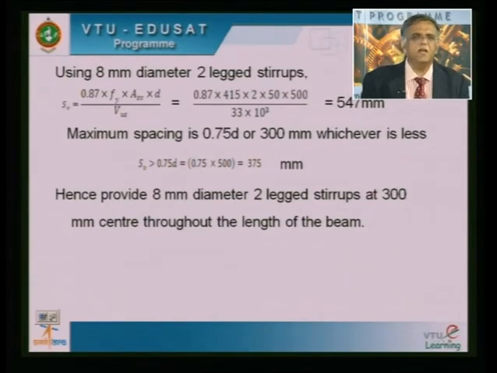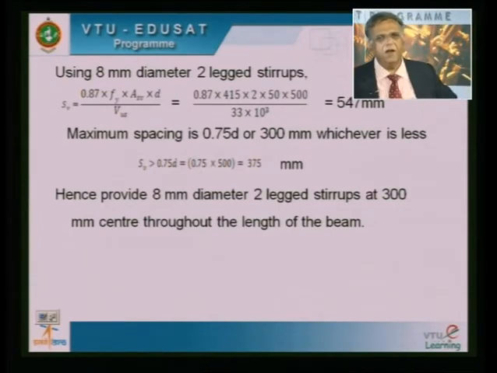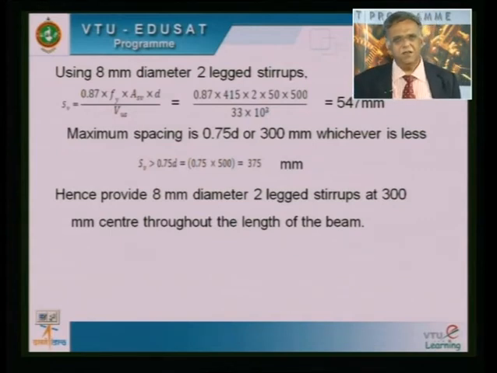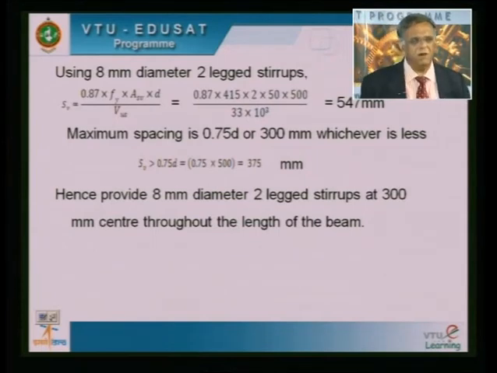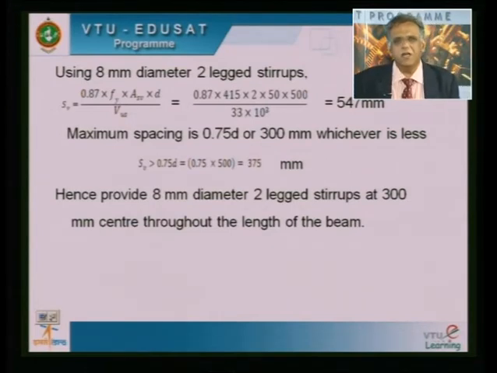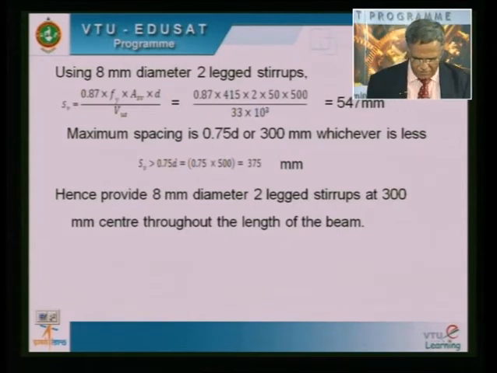The spacing shall not exceed 0.75 D or 300 mm, whichever is less. So this time I got values like 375 and 300 mm. Therefore my calculated value is 547 mm, but I am not going to use that 547 mm because the code clearly says that spacing shall not exceed 0.75 D or 300 mm, whichever is less. Therefore, I have now decided to use 8 mm diameter bar 2-leg vertical stirrups at 300 mm center to center throughout the length of the beam.